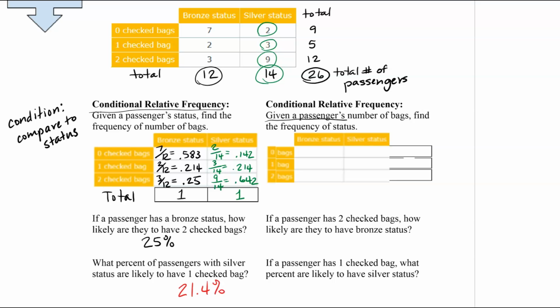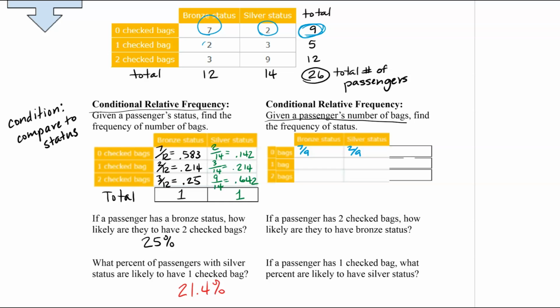Now let's use the same data, but this time we're going to have a different given. This time we're given a passenger's number of bags, and we want to find the frequency status. So notice my totals are not going to be underneath the status columns. They're going to be over to the right of the bags rows. And I'm going to be comparing to the total number of bags. So I'll use bronze status 0 checked bags over the total number for 0 checked bags, which is 9. So 7 over 9. And in the next, for silver, I'll do 2 over 9. So I'm using the total that's at the end of the row because that's my given, the number of bags, which occurs in the rows.